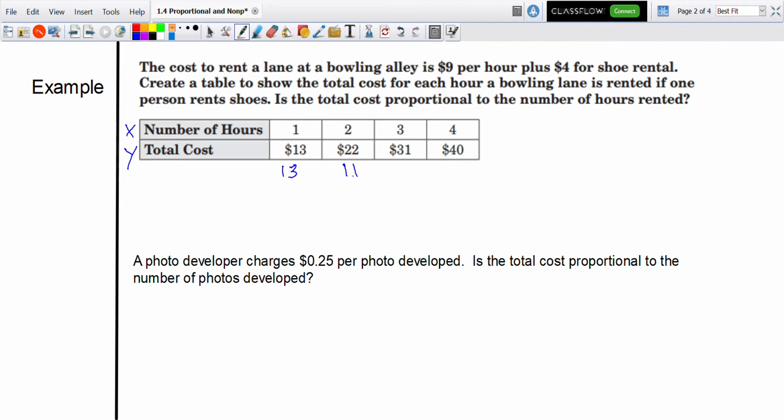That third one's also going to be a little different, right? 31 divided by 3, that's 10.33. 40 divided by 4 is 10. So you'll see these are different or changing ratios. For that reason, it is non-proportional.